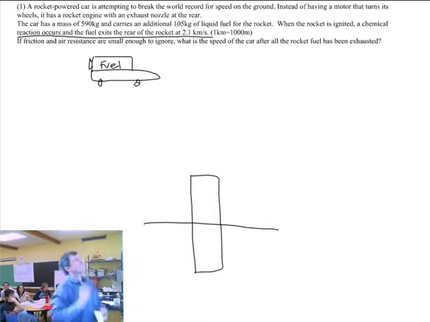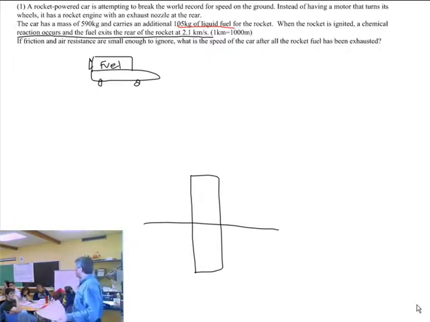So just for fun, what would happen on this bar chart? From reading this question, I can tell that when the rocket is ignited, a chemical reaction occurs and the fuel exits the rear of the rocket at 2.1 kilometers per second. So we've got a mass of liquid fuel and the speed of the fuel after it leaves the rocket. Picturing this, I hit the button, fuel goes one way, and right away I'm getting the sense that the car is going to be going the other way.